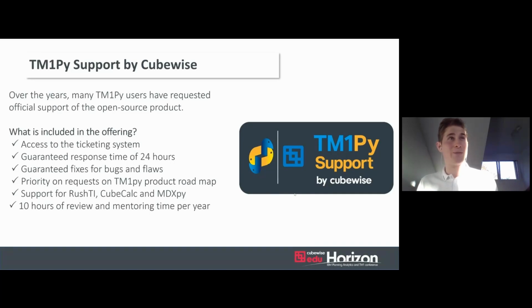So let's look at what is included. We provide you access to a ticketing platform, the same platform that we use for Pulse and Arc. We guarantee response time. We guarantee to fix bugs and flaws. You do get priority on requests regarding the TM1py product roadmap. We support the utilities, the main ones, RushTI, MDXpy, and kubecalc. And we also want to include some time for review and mentoring. That should definitely help you to get started or give you more security if you want to make sure TM1py in production runs smoothly.